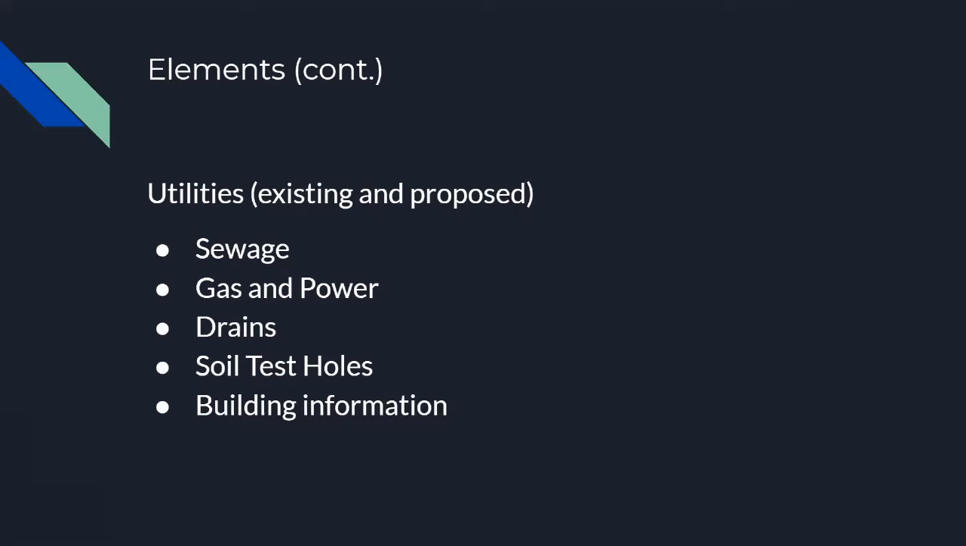Soil test holes. Basically, for field surveying, you may have to sample the soil and figure out exactly the properties of it. And anywhere where you test the soil, you'd want to mark on your site plans. And last is building information. This can just be basic information, like how many rooms are in a building or how many floors. But it can also be more technical information, like what utilities that building has access to or the area of it, anything like that.